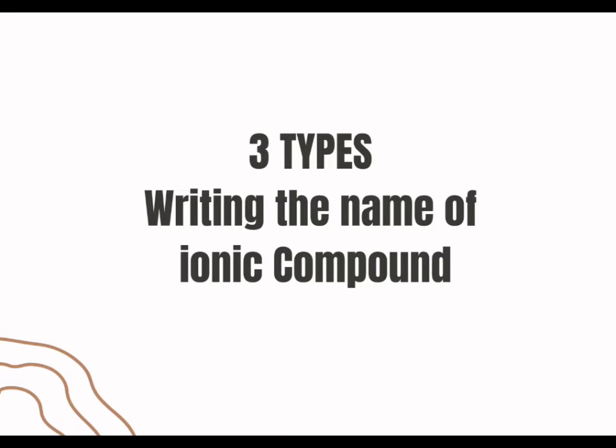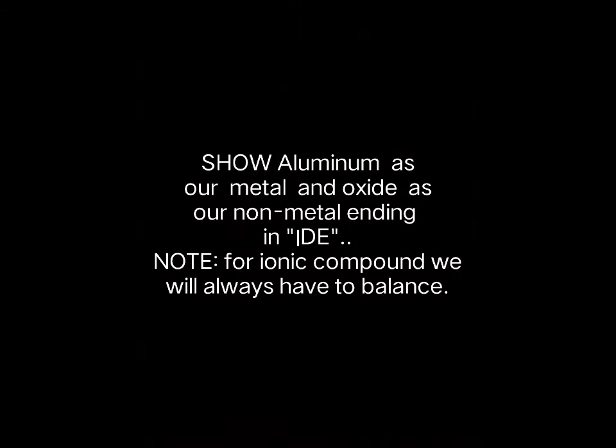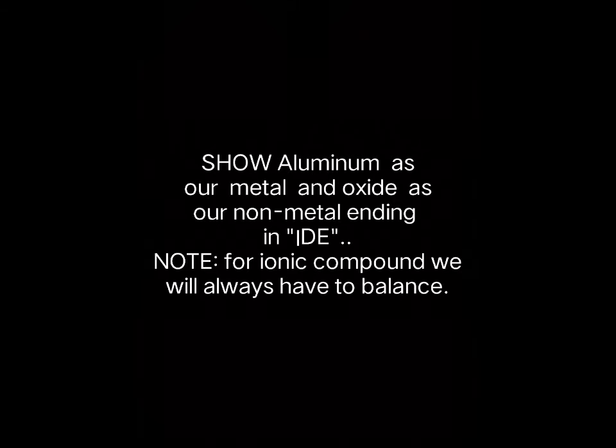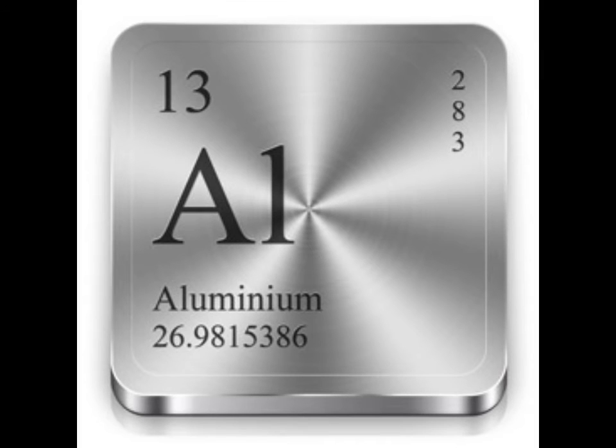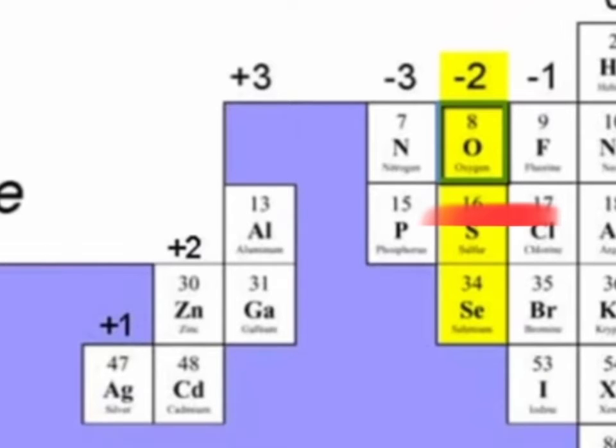There are three types of ionic compounds. First, ionic compounds without transition metal. Let's take, for example, aluminum oxide. Aluminum is our metal and oxide is our non-metal, ending in -ide. Note, for ionic compounds, we will always have to balance charges. Aluminum has positive 3 charge and oxide has negative 2.